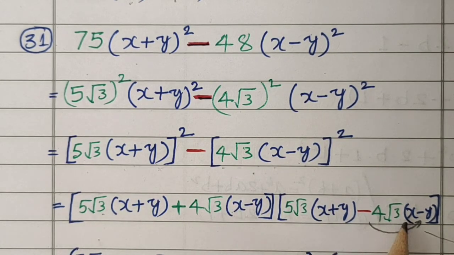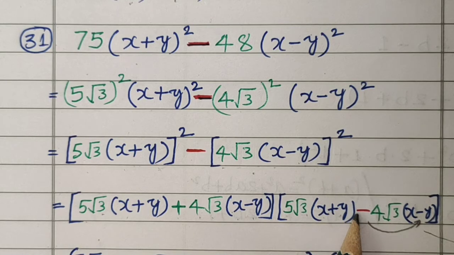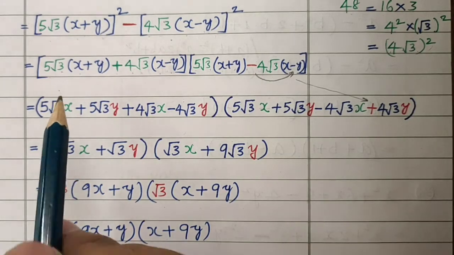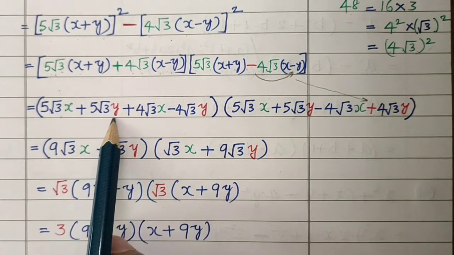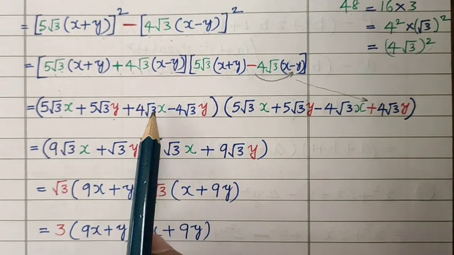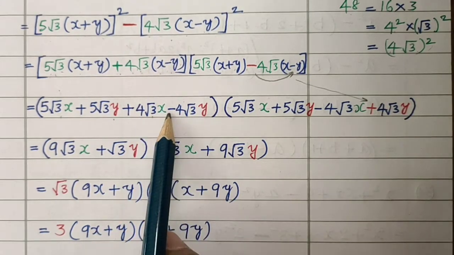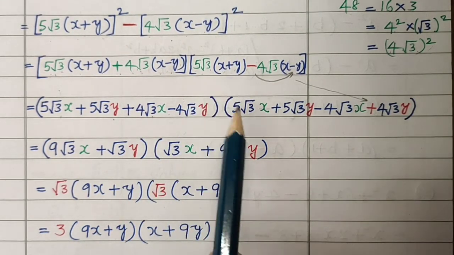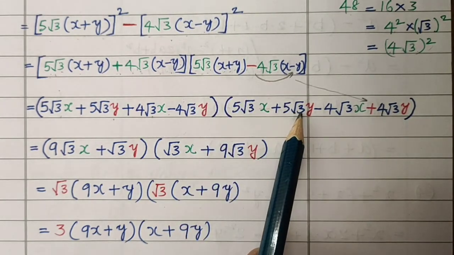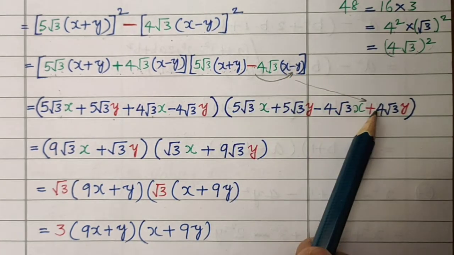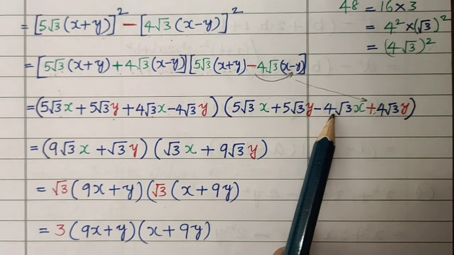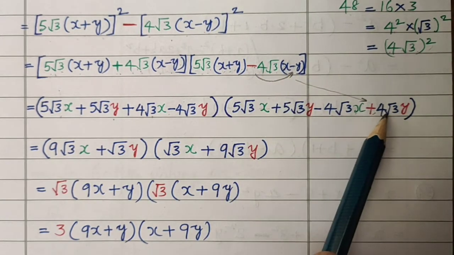A plus b into a minus b: 5 root 3 x plus y plus 4 root 3 x minus y, into 5 root 3 x plus y minus 4 root 3 x minus y. Getting these things inside, in the first bracket, 5 root 3 into x, 5 root 3 into y, plus 4 root 3 into x, 4 root 3 into y with minus sign here. And in this bracket, 5 root 3 into x plus 5 root 3 into y. Get this minus inside. This minus into plus will become minus. Minus into minus will become plus. 4 root 3 minus 4 root 3x, minus into minus plus 4 root 3y.